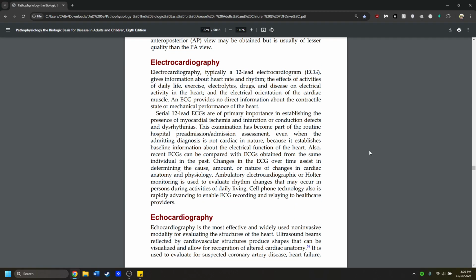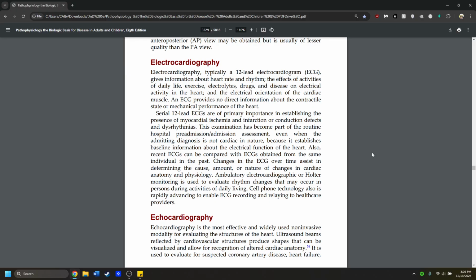Electrocardiography, or EKG, typically a 12-lead electrocardiogram, gives information about heart rate and rhythm, the effects of activities of daily life, exercise, electrolytes, drugs, or disease on electrical activity in the heart, and the electrical orientation of the cardiac muscle. An EKG provides no direct information about the contractile state or mechanical performance of the heart.